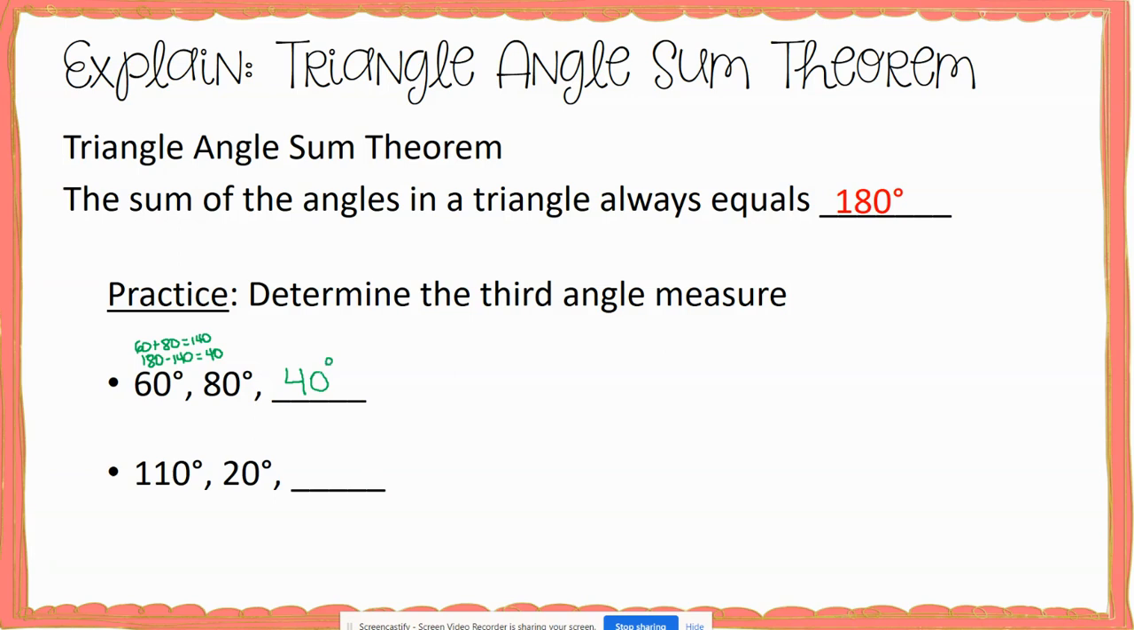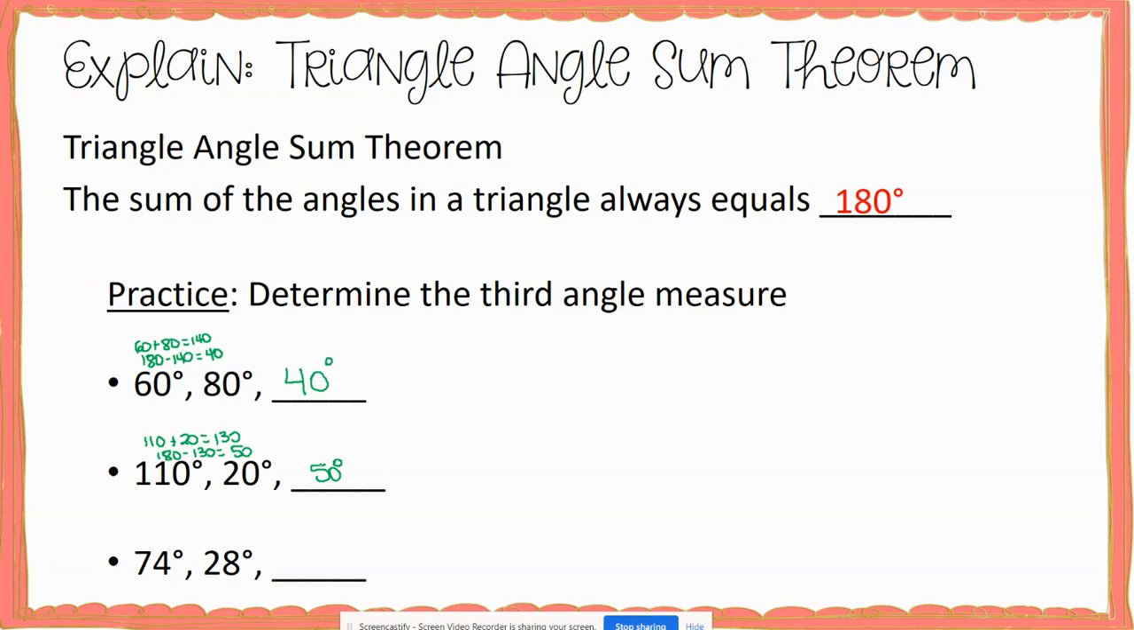Now for 110 and 20, I would add 110 plus 20, which gives me 130. And then I would subtract that from 180. 180 minus 130 gives me 50, so the missing angle measure here is 50. Now solve the last one.